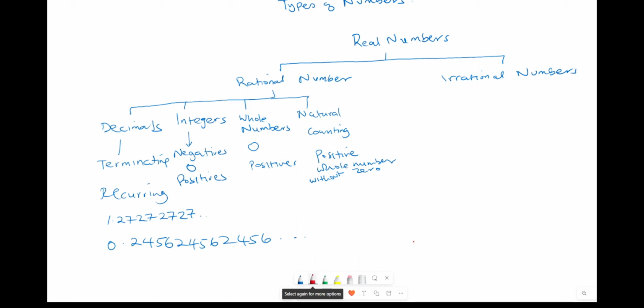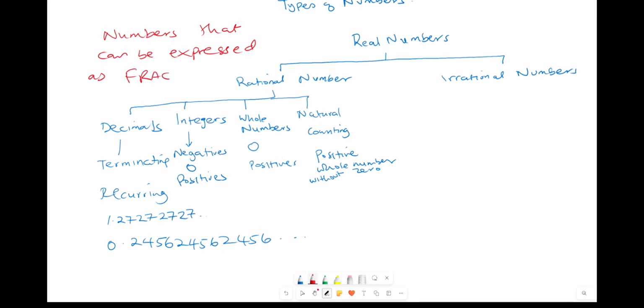So, rational numbers are simply numbers that can be expressed as fractions. It's very important. If you are ever called upon to define what rational numbers are in mathematics, it's simple. If I can write the number as a fraction, it is a rational number.